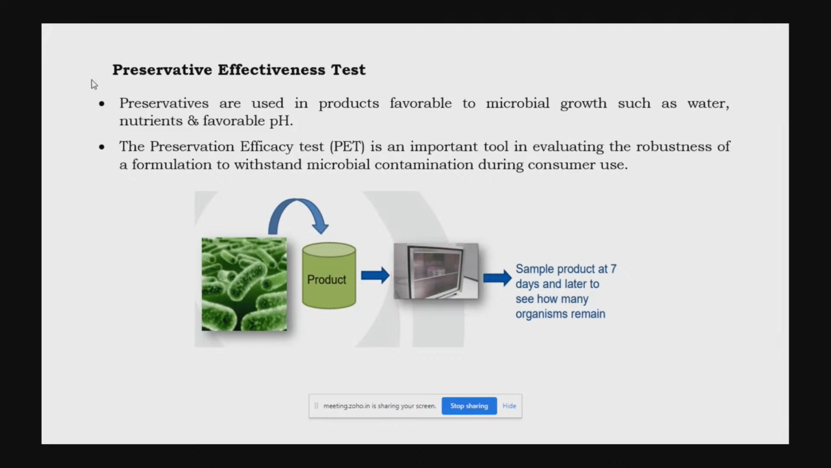Based on the intervals given in the pharmacopoeia, like 7 days, 14 days and 28 days, we pull out the samples, analyze them, and confirm whether the preservatives are working or not. We analyze the challenged microorganisms and find how the log reduction differs from the initial count to 7 days, 14 days and 28 days. Based on that, we conclude whether the preservative was effective or not. In that way, we perform the preservative efficacy test.